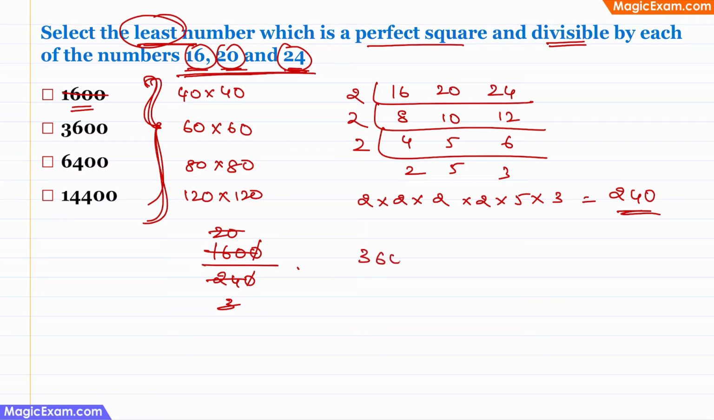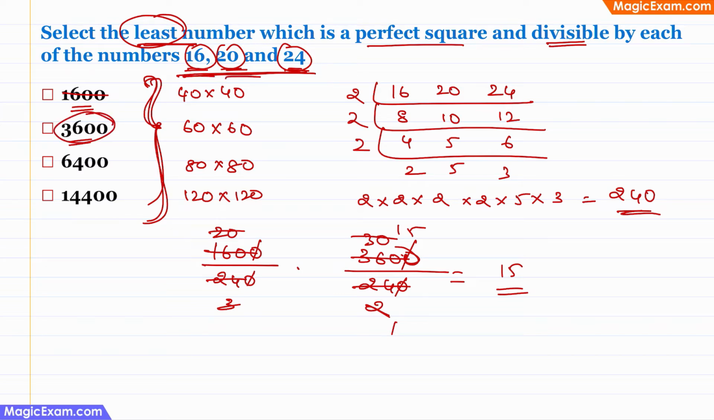Let's try 3600, which is the next smallest number. So 3600 divided by 240. 12 2s are 24, 12 3s are 36, 0, 2 1s are 2. So if we divide 3600 by 240, we get 15. Therefore, there are no decimal points, no fractions. Therefore, 3600 is divisible by 16, 20 and 24. Therefore, this has to be the correct answer.